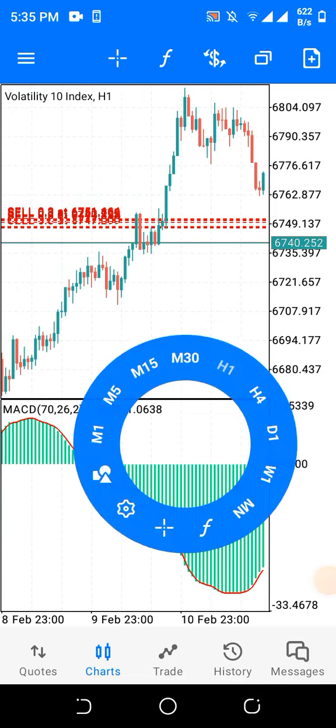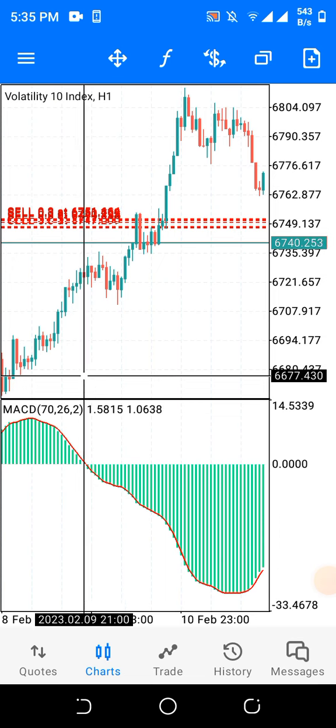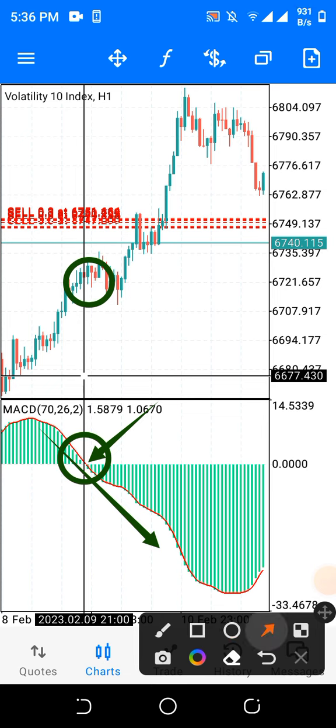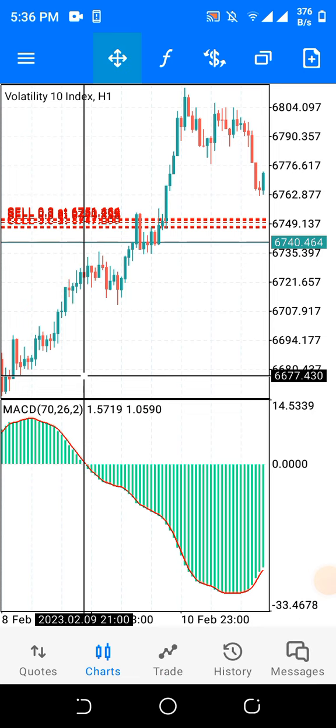Now when the crossing occurs downward, look at this point here. When the crossing moves from up downward, that is a clear buy signal. Do you understand? Look at the movement of the MACD indicator from up downward. From this point of crossing here, that is where you make your entry. From up downward is a clear buy signal. So I took my buy entry at this point and I recorded a huge profit. So I continued with the trades.